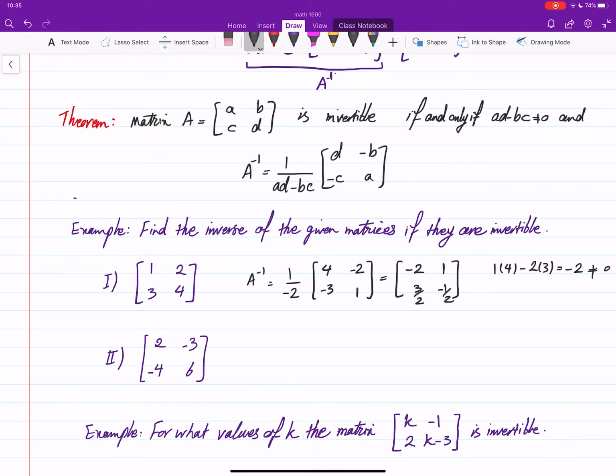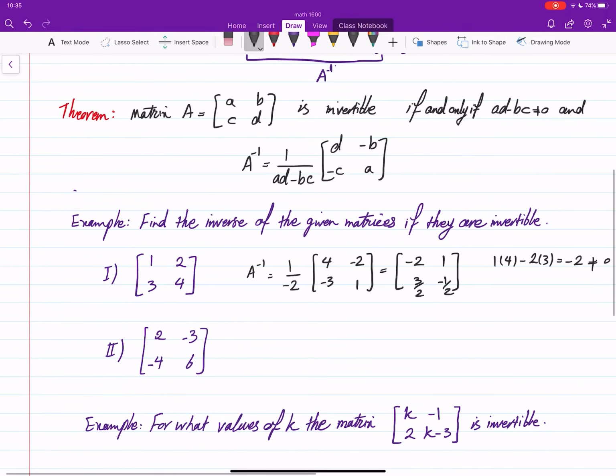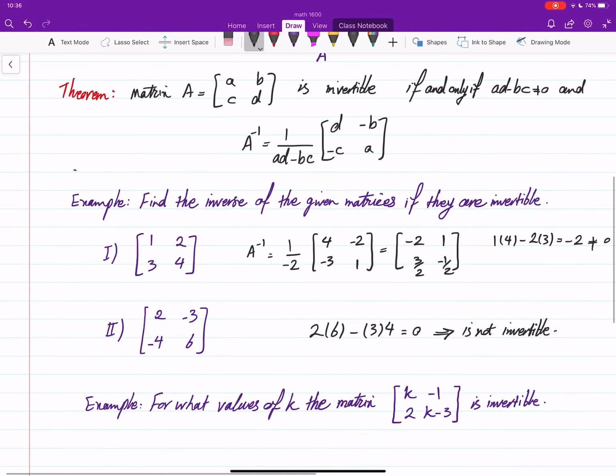That's -2, 1, 3 over 2, -1/2. This is the inverse. For the second one, 2 times 6 minus 3 times 4 is 12 minus 12, which is 0. As a result of the theorem, the matrix is not invertible.